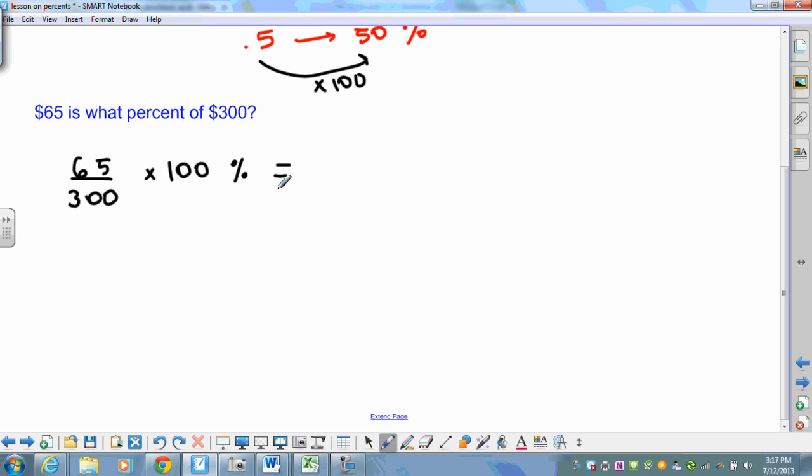Another way to simplify this is, 100 goes into this once, and 100 goes into this 3 times. So you can look at this as 65 times 1 over 3. And when you divide 65 by 3, you will get roughly 21.66. So roughly 21.7%.